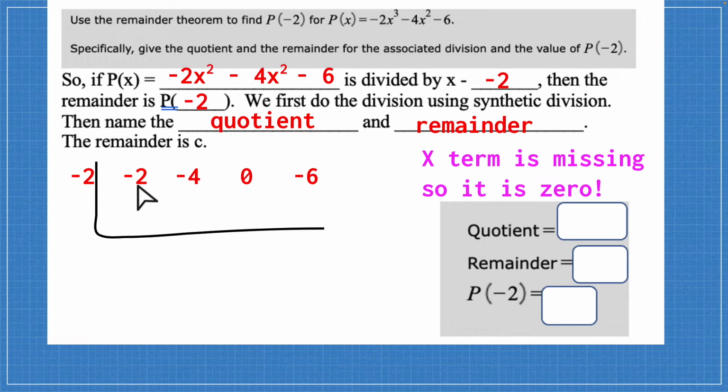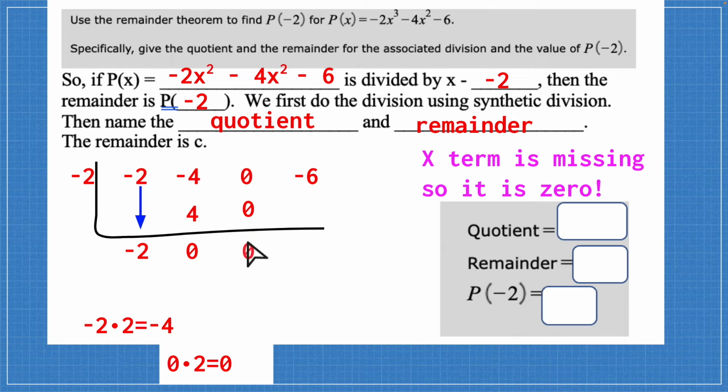So we're going to go straight down. We're going to have negative 2. And negative 2 times negative 2 is positive 4. Oh, that should say positive 4. I forgot my negative there. And then we bring that down. 0 times negative 2, well, that's 0, right? 0 times negative 2 again, well, that's going to just be 0 again. And then negative 6 plus 0 is negative 6. So we do have a remainder here of negative 6.